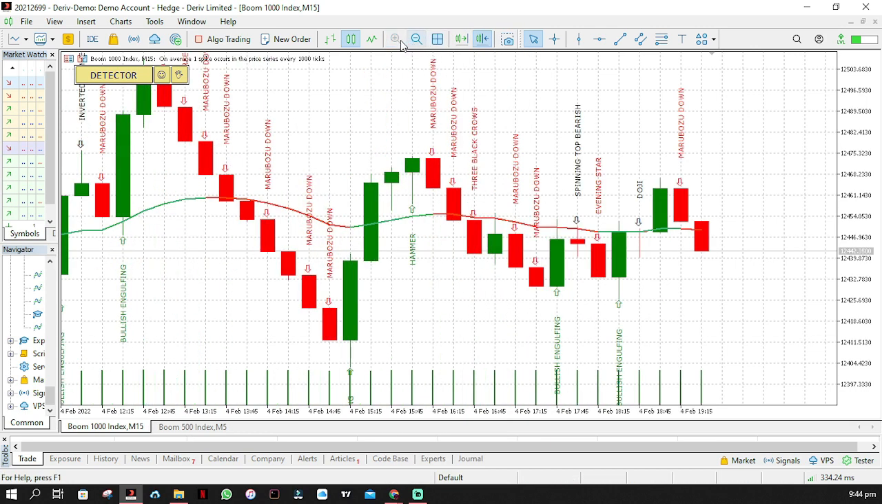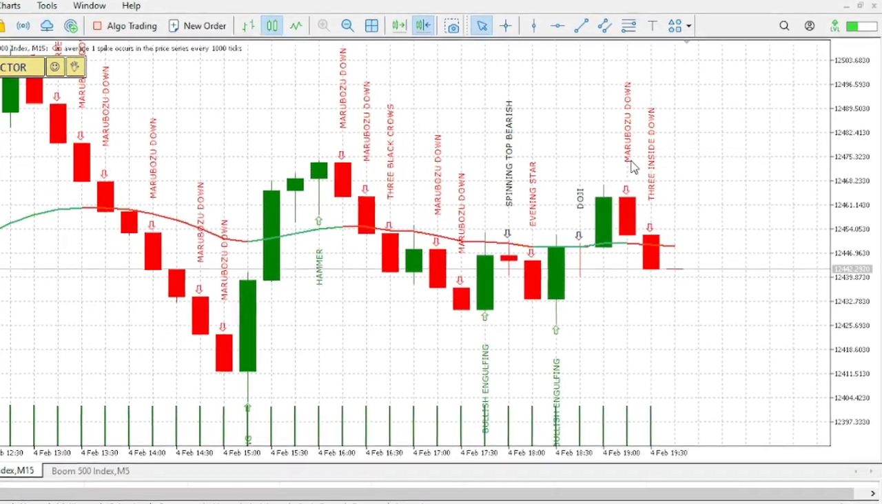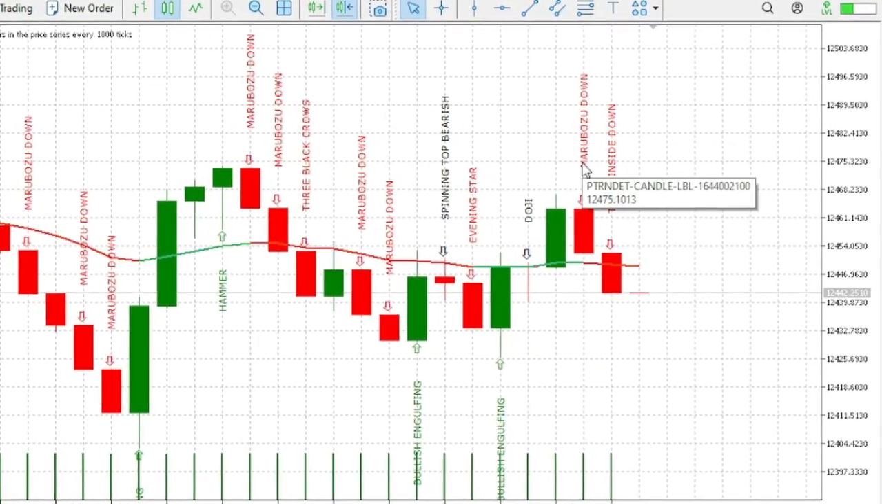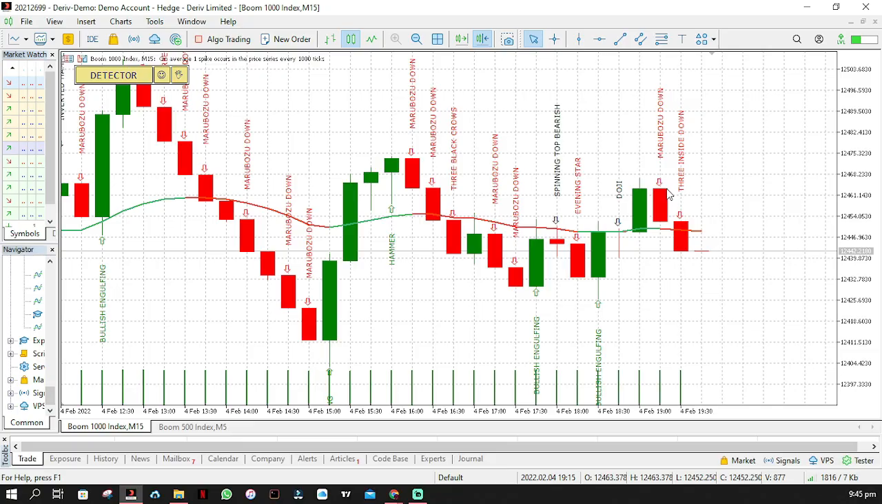As you can see over here, we've got two signals. One is called the Marubozu down, a candlestick price pattern. The good part of this indicator is that it also shows you arrows for what the candlestick pattern means. If you see this one saying Marubozu down, it means there will be a new downtrend. Since in Boom 1000 we buy, not sell, let me look for a buying signal. A buying signal is this one here, which is the bullish engulfing.